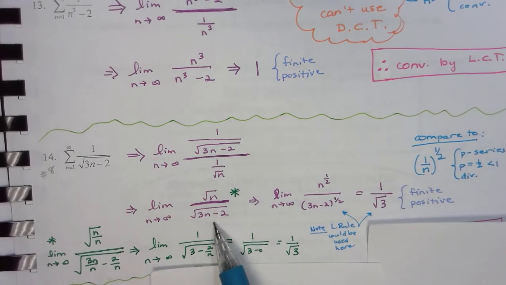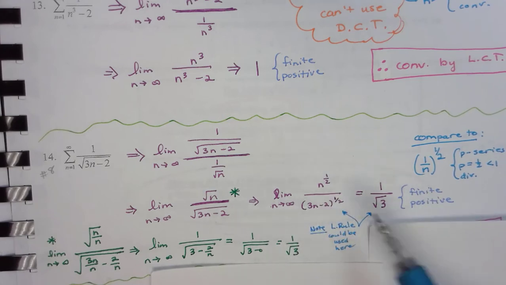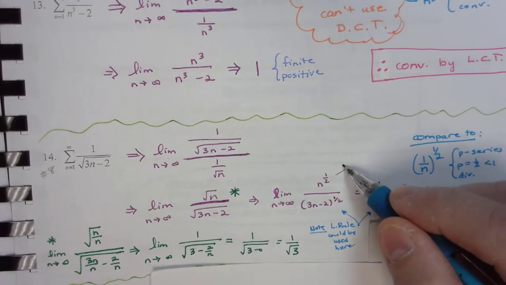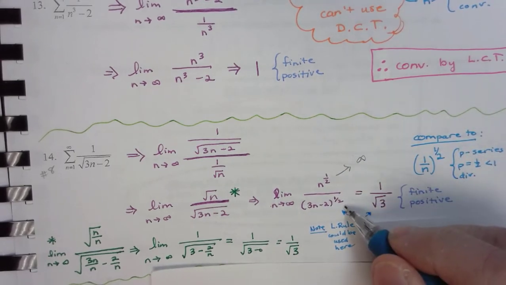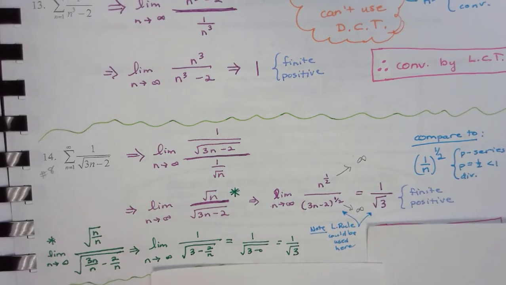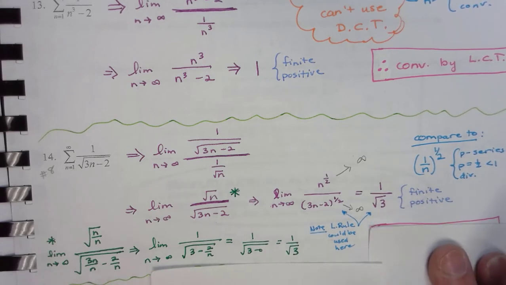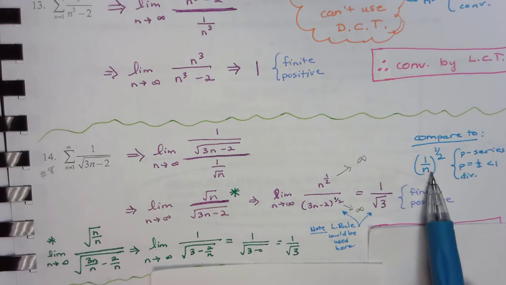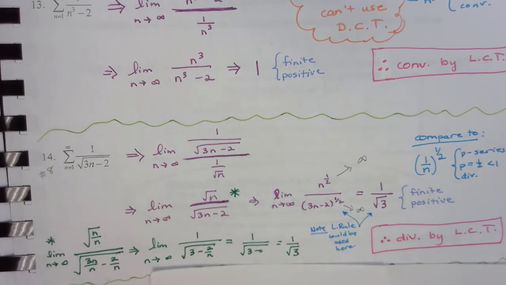Now, another way to do this problem is to recognize that we have n to the 1/2 and 3n minus 2 to the 1/2, and notice that this would go to infinity, and this would go to infinity, and so L'Hopital's rule could be applied. So we could do it that way. Either way, I have a finite positive answer. So since we know this one diverges, we know this one diverges by the limit comparison test. Notice you have to state what your test is you're using.